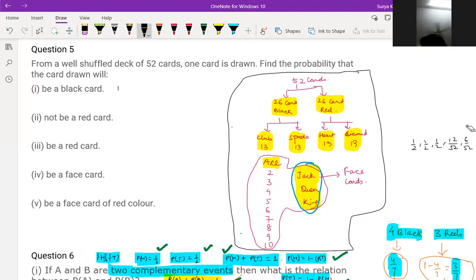So first one is 1 by 2. Second one is also 1 by 2. Sir, 1 by 2. Third one is also 1 by 2. Red card. Be a red card. Red card is 1 by 2 only.